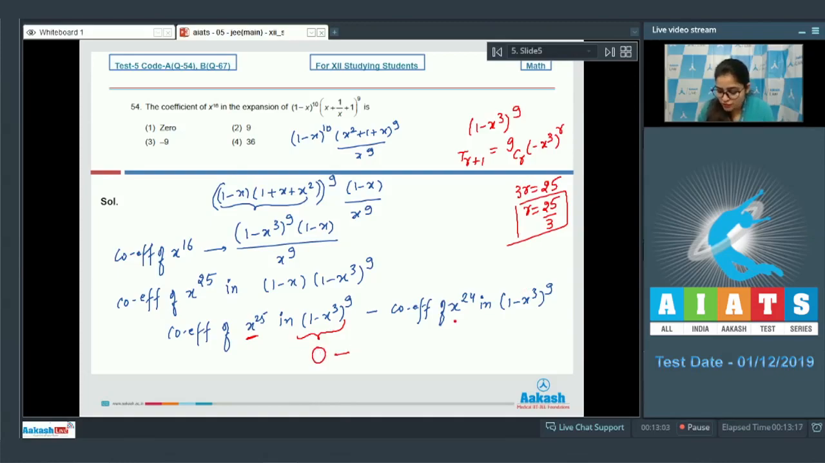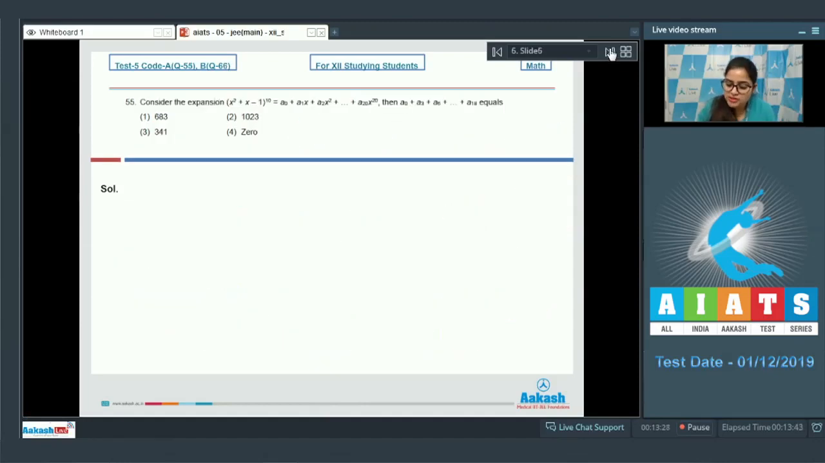Now you have to find out the coefficient of x to the power 24. So just substitute 3r equal to 24, so r equal to 8. So the coefficient of x to the power 24 is 9C8 times minus 1 to the power 8. So you are getting minus 9. So option number 3 is your correct answer. Now move on to the next question.